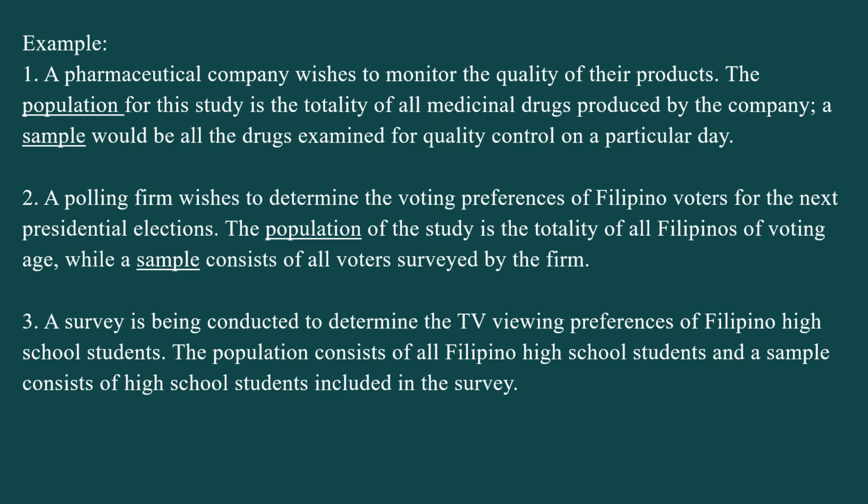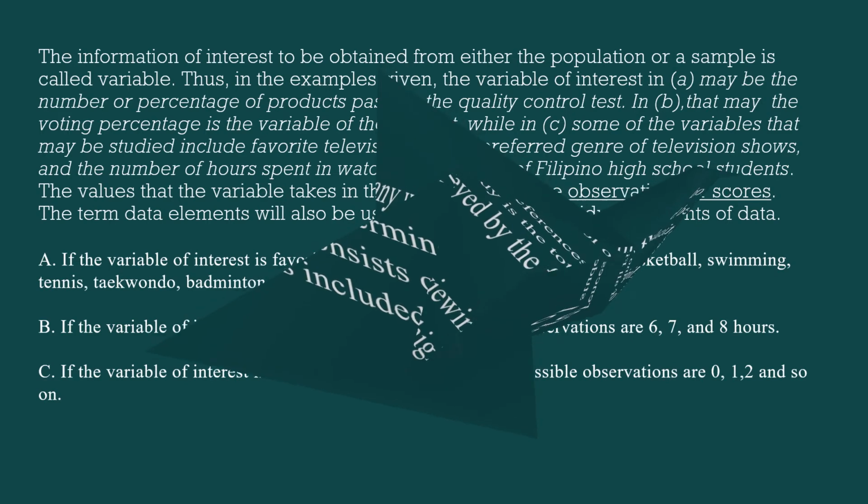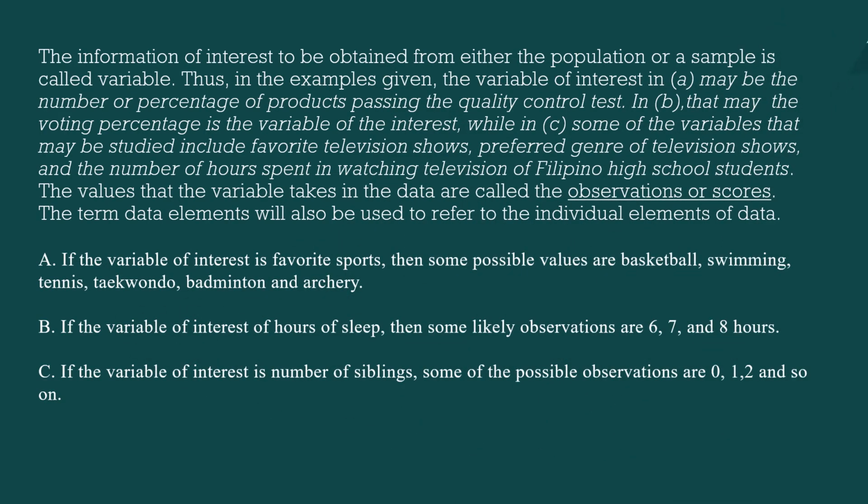Number 3. A survey is being conducted to determine the TV viewing preferences of Filipino high school students. The population consists of all Filipino high school students, and a sample consists of high school students included in the survey. The characteristic to be obtained from either the population or a sample is called the variable.